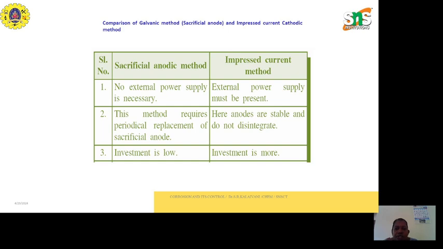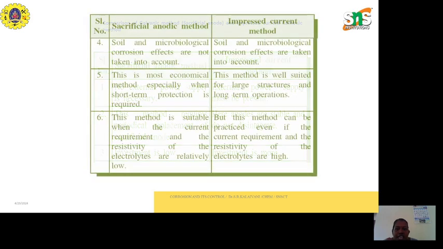The sacrificial anodic method requires periodical replacement of the sacrificial anode. In the impressed current cathodic technique, anodes are stable and do not disintegrate. Then the sacrificial anodic method is a low investment, but in the impressed current cathodic method, the investment is high. In the sacrificial anodic method, soil and microbiological corrosion effects are not taken into account. But in the ICCP, soil and microbiological corrosion effects are taken into account.